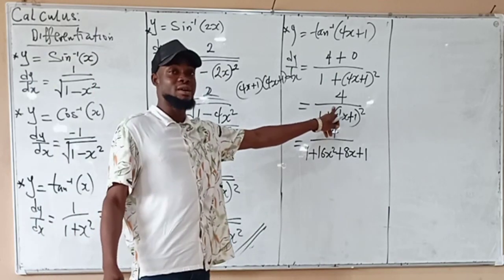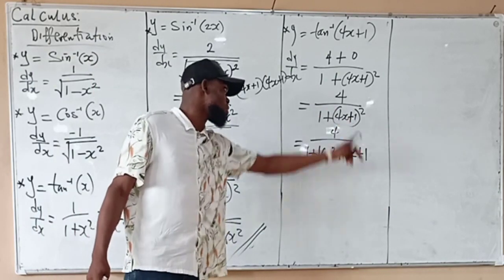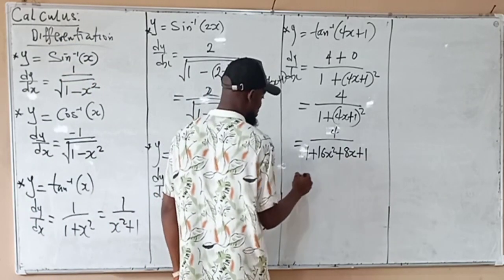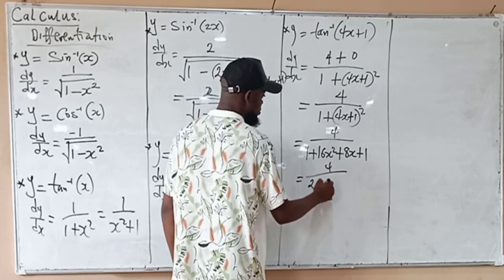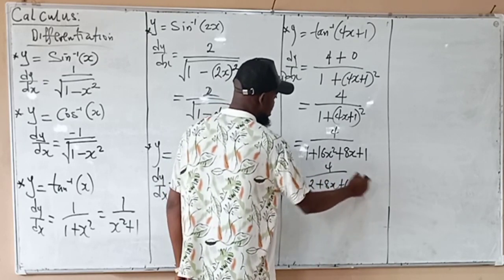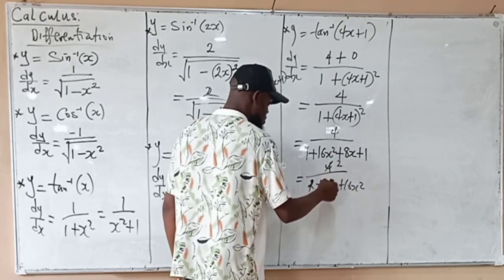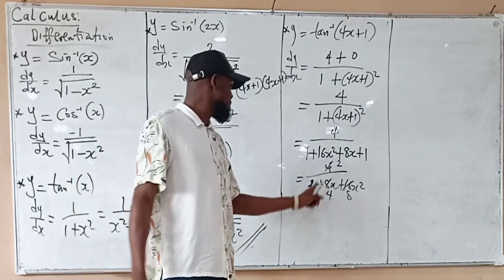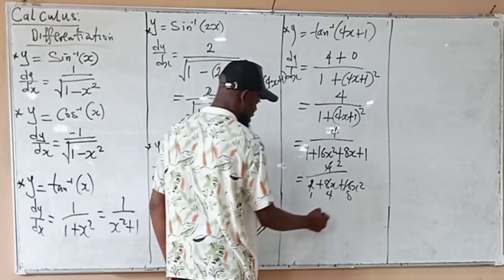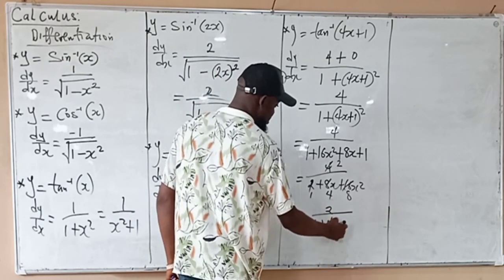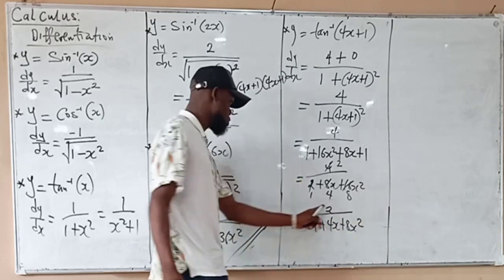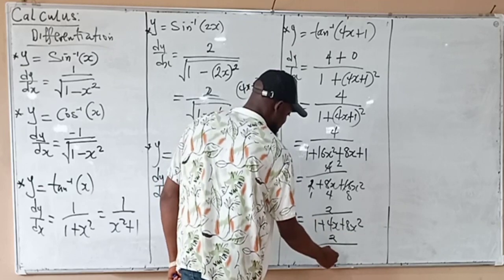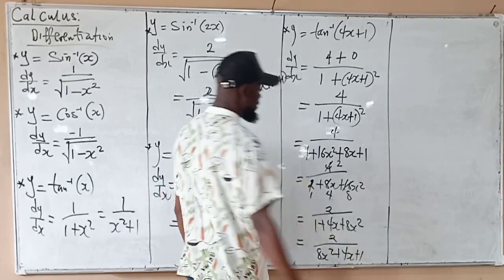Although this is the answer, if the answer is not like this, you just expand it. So it will give us 1 plus 1. We will have 4 over 2 plus 8x plus 16x squared. So 2 here, 2 here, 1 here, 4 here, 8 here. See, 2 can go into everything, so you have to divide all the terms by 2. I'm going to have 2 over 1 plus 4x plus 8x squared. Or you can also say 2 over 8x squared plus 4x plus 1. It's still very, very correct.